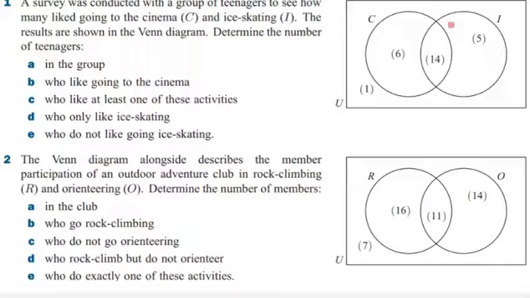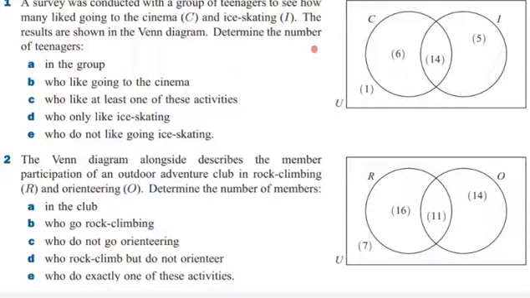So this is the Venn diagram right here. C stands for the cinema, I stands for ice skating. The number 6 are those who love going to the cinema only, while the number 14 stands for the group of teenagers who love going to both the cinema and ice skating. 5 stands for those who love ice skating only, and one person doesn't like either the cinema or going for ice skating. So that's the information we have here.